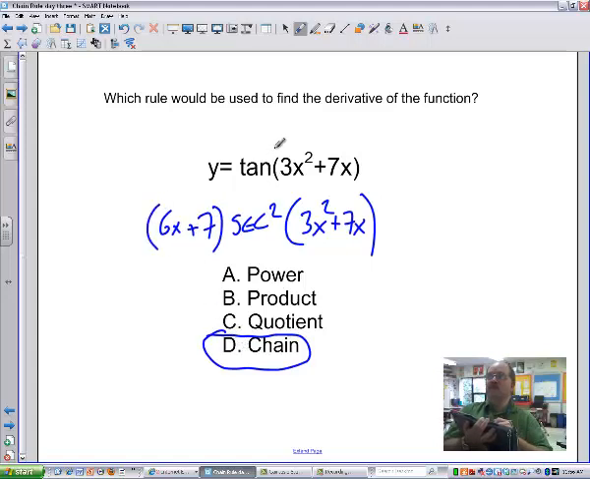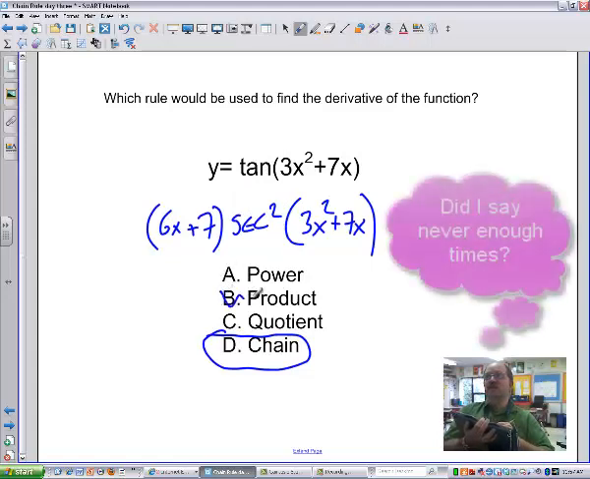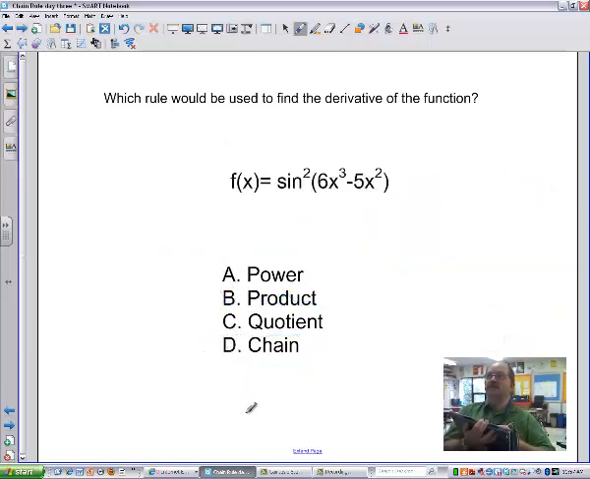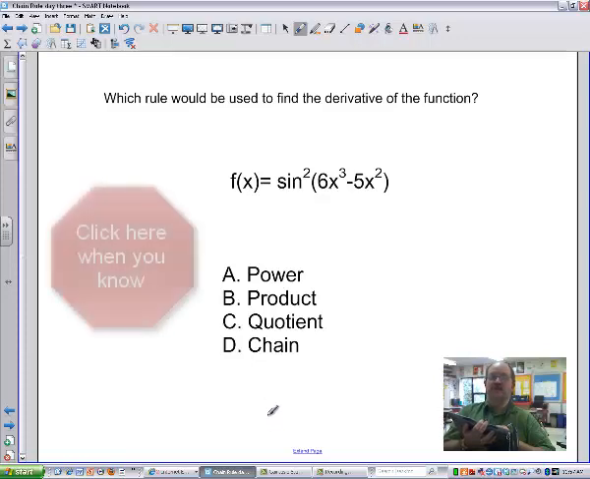Remember, when it's written this way, this does not mean tangent times that, it's the tangent of. I know a lot of times "of" means multiplied by, but in this case it's just the tangent of. We never change the argument, so never would we use the product rule in a situation like that. Okay, how about the next one? Ooh, sine squared. So take a second, think, which one would you use? And of course, it could be more than one.